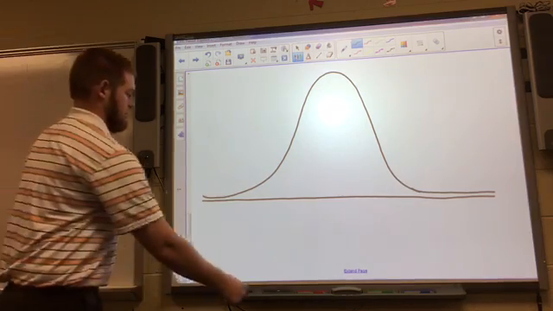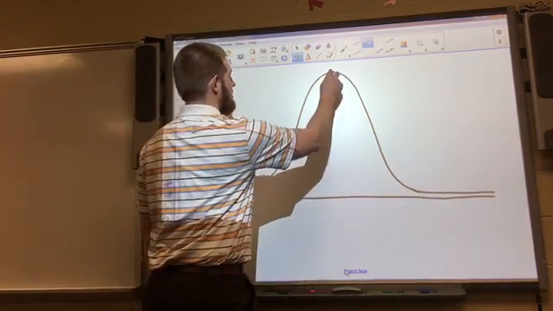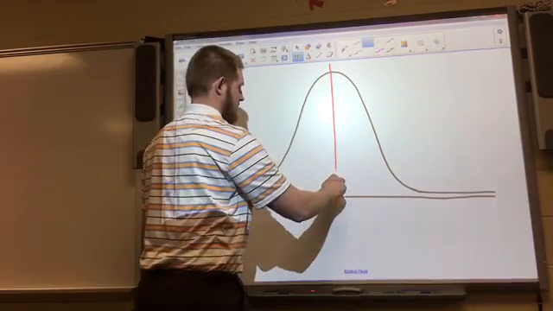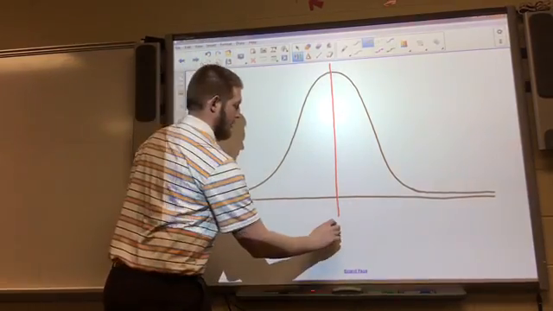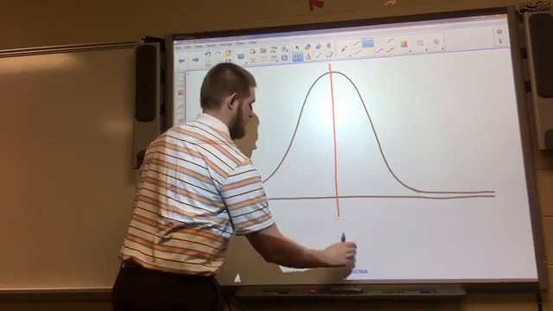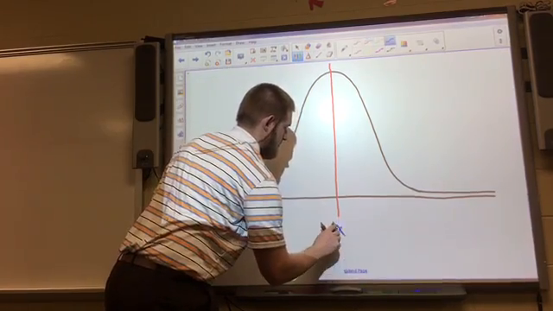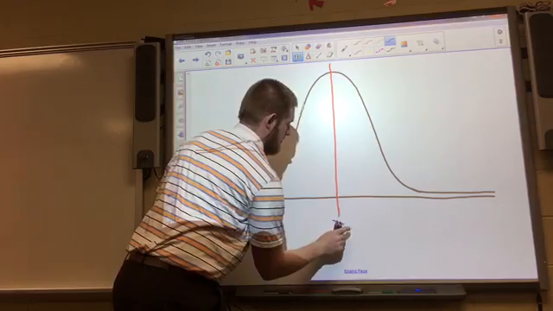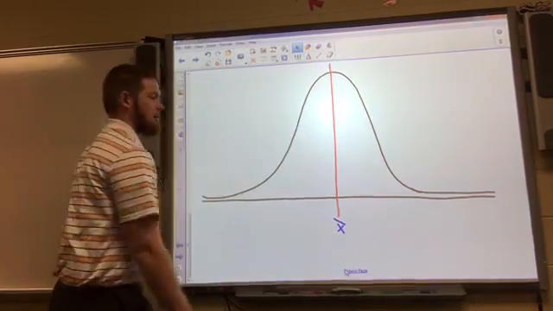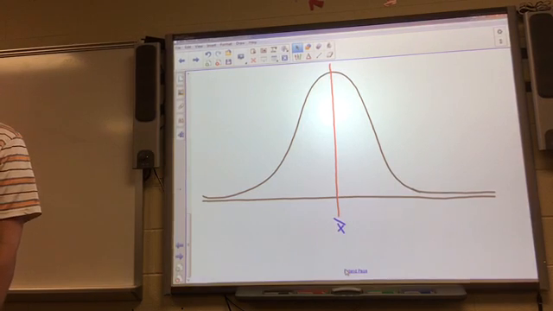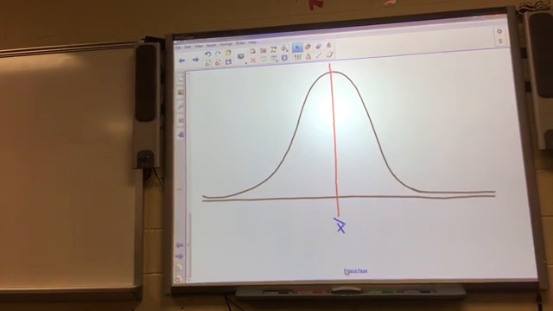Now I've already expressed this. What is the middle going to be? That's your mean. Okay, so that's your x bar. Should you be able to find that all the time? The average of something? Yeah, they're either going to give you the mean or the average, or you're going to be able to find it. So that would be your mean.